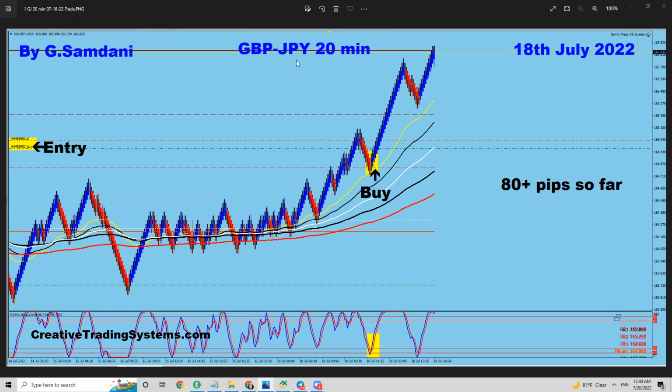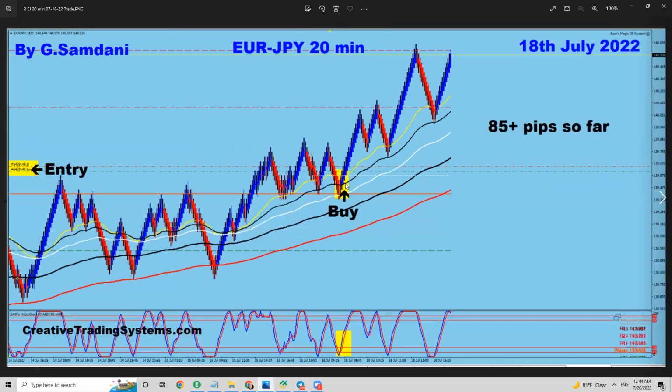So this is Pound Yen 20-minute on the 18th for 80 pip. Now this is exactly, you can see the same thing: this was an entry, this was an entry, this was an entry. This is the one I took, and it never came and hit my SL. Initially my SL is right behind this low here, right? For a short, it's right behind the last high.